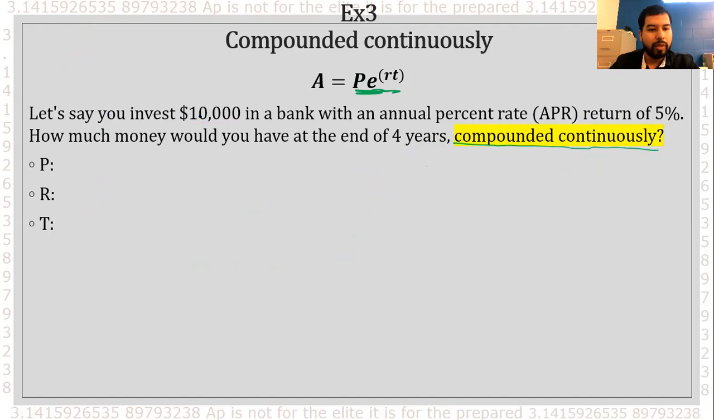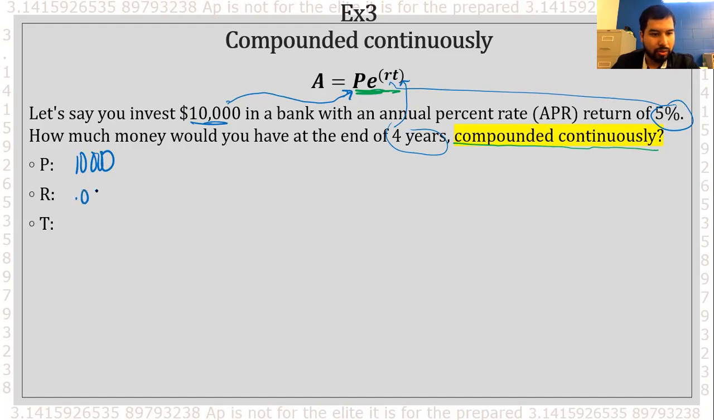So we can see that mostly everything is the same. My rate was still 5%, right? It still goes right here. My 4 was the amount of years. So according to this, I got $10,000 and I'm going to invest. Then you're going to have 0.05 and then 4 years. Okay. So all I have to do now is substitute it into my equation.